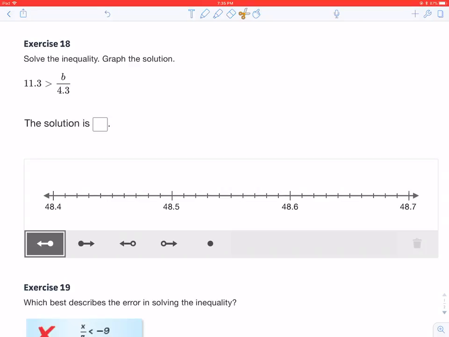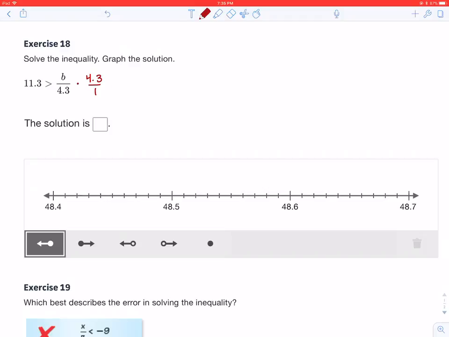And then if we have dividing decimals, it makes sense that we're also going to have multiplying decimals. So in this problem, exercise 18, we have 11 and 3/10 is greater than b divided by 4 and 3/10. What's attached to the variable of 4 and 3/10? Is it on the top or the bottom? It's on the bottom, which means we need to get one to the top.